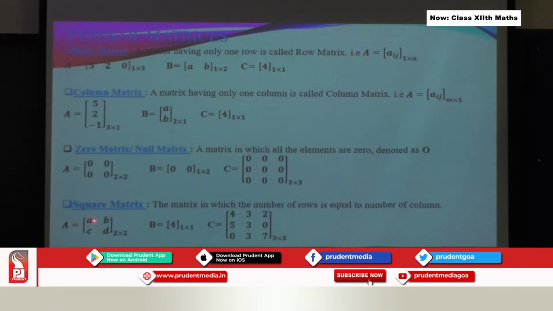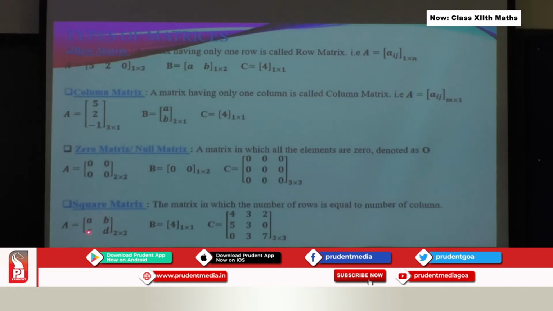Now let us explore the next type of matrix, which is very important, that is the square matrix. A matrix in which the number of rows is equal to the number of columns. Very important definition: a matrix having number of rows equal to number of columns. Now look at this. When you look at this matrix, you can easily make out it is a square matrix. Why?